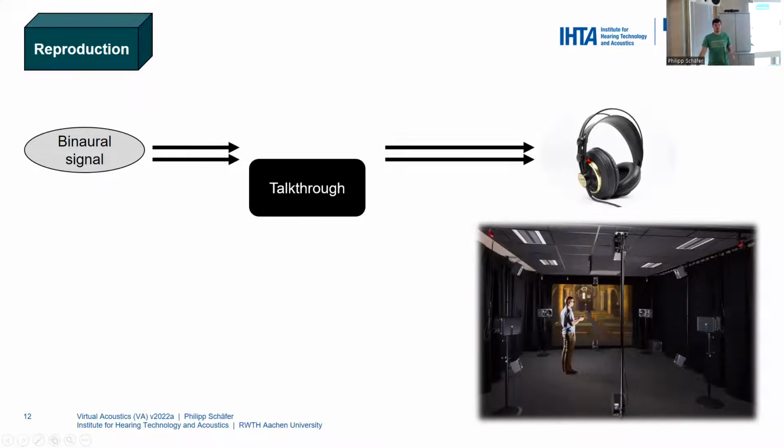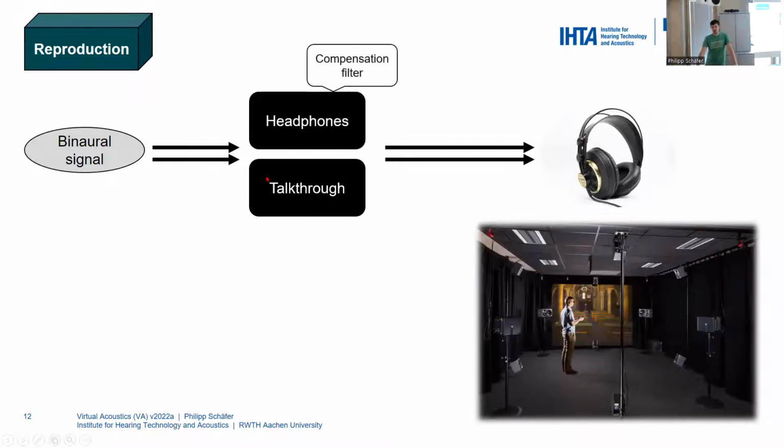So it's not really doing much. So why do we actually need a reproduction module here? There might be more sophisticated things we want to do. For example, in this case, we might want to compensate the influence of the headphones by using a compensation filter. And then we can use the headphones reproduction module.